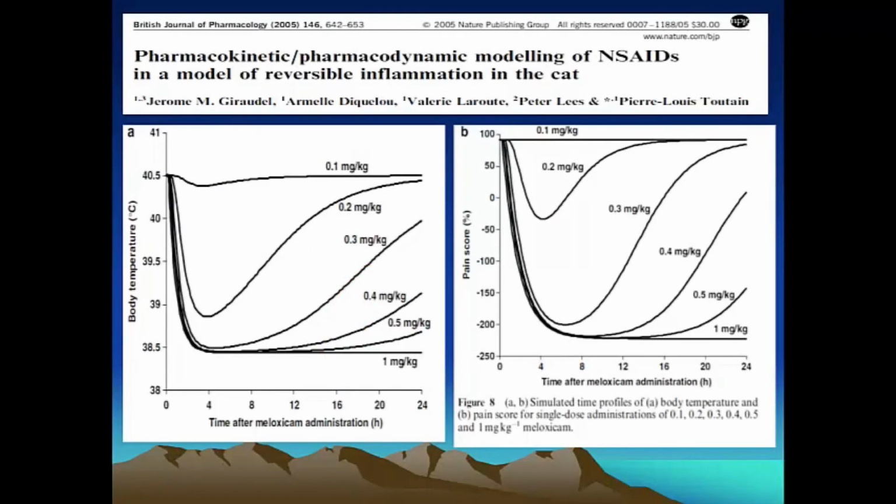So when you get to the end of this type of papers, basically, even if they were only given one dose at a time to these cats, they were able to predict what will happen when they give different doses for each one of those endpoints that we're looking at. For example, in these two graphs, they were simulating what will happen to the body temperature and the pain score when they deliver a dose of meloxicam, going from 0.1 milligrams per kilogram all the way up to 1 milligram per kilogram in a 24-hour period.